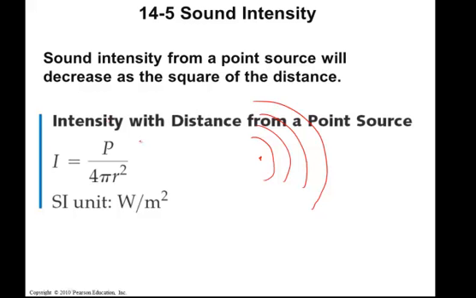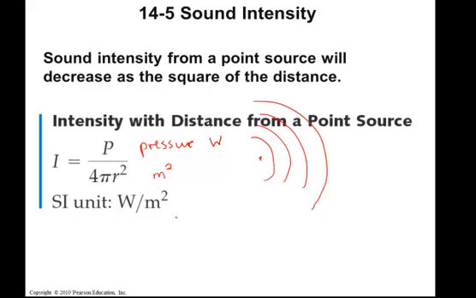P stands for your pressure. And pressure is going to be in watts. And then 4 is a number, pi is pi. R is the distance, and it's going to be squared, and that distance has to be in meters, and then you square it, so it's meters squared. So the intensity is given in units of watts per meter squared.